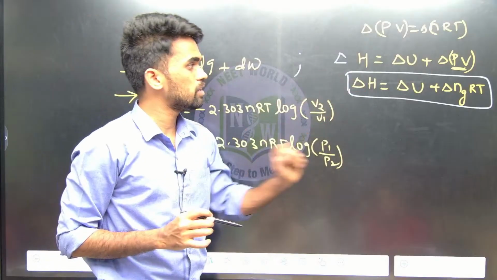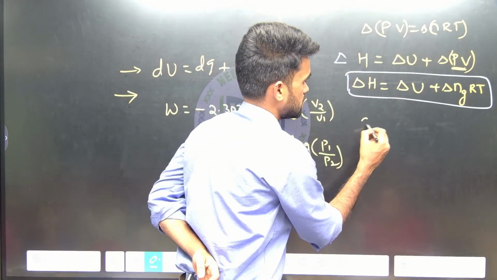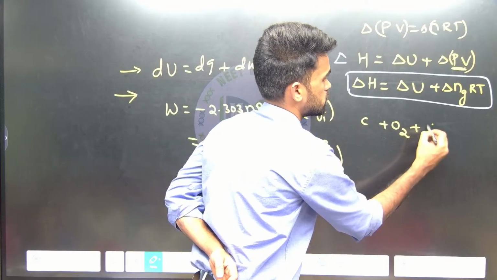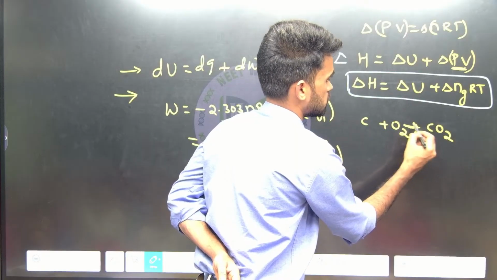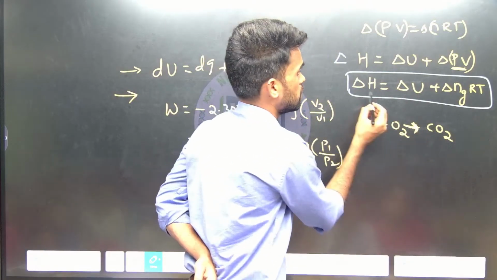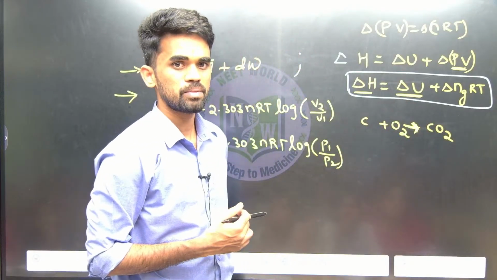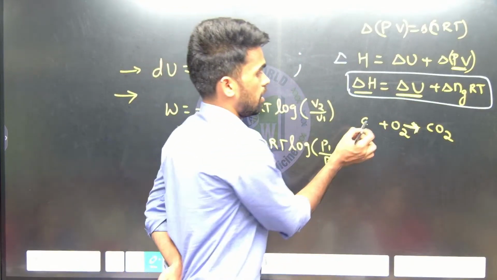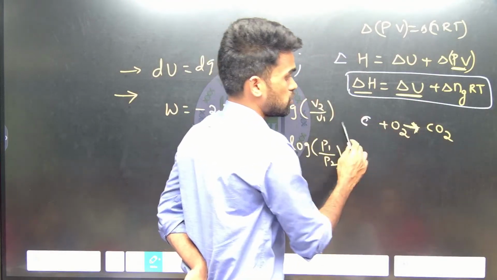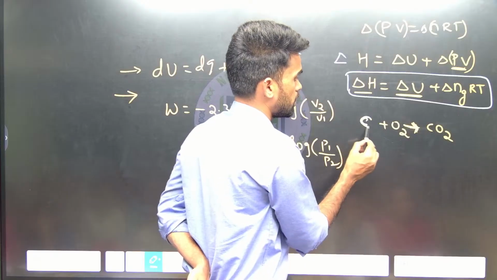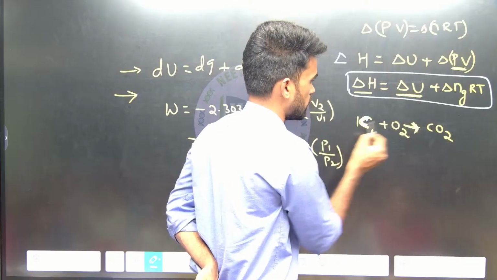So how can we do this? If I give a question like this: C plus O2 gives CO2. For this reaction, what is the relation between delta H and delta U? How can you do this? Tell me. It is the number of gaseous products minus the number of gaseous reactants. So first balance the equation. Carbon, how many carbons are there? 1. The product side also should be 1 carbon. So that is over.